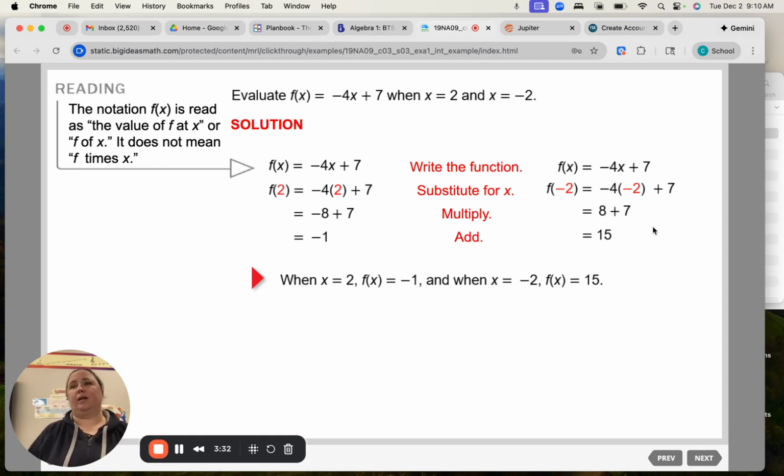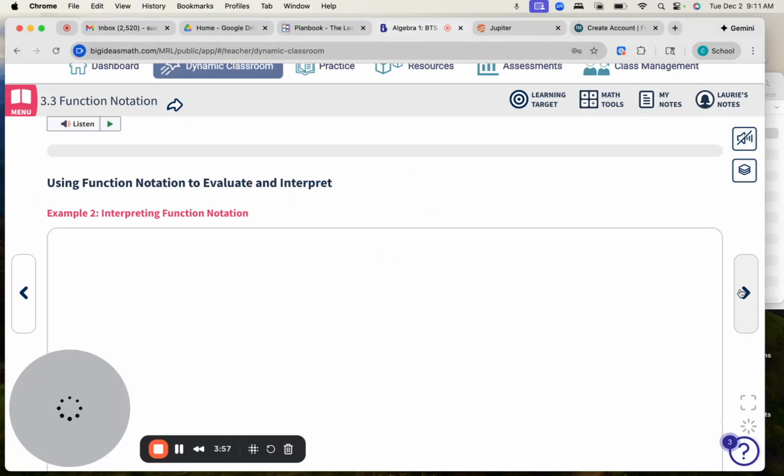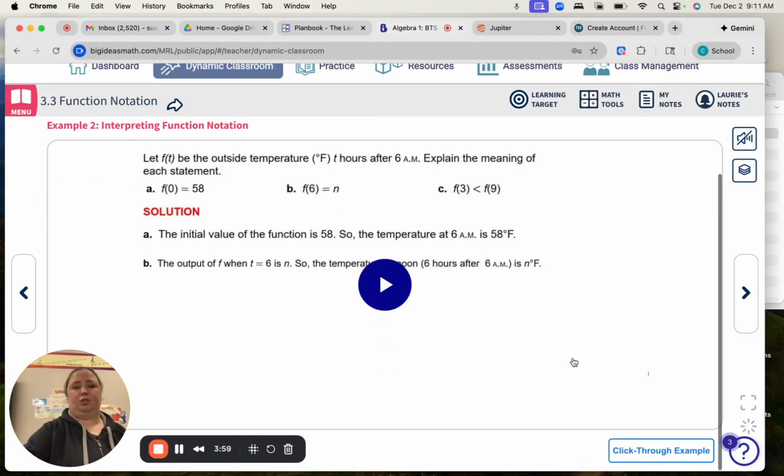So this is how you would write your answer. It's a little more lengthy when we're dealing with functions. Okay? Got it? I'm just giving you time to write, because I see you're all still writing. Everybody got it? Okay, let's look at example 2.